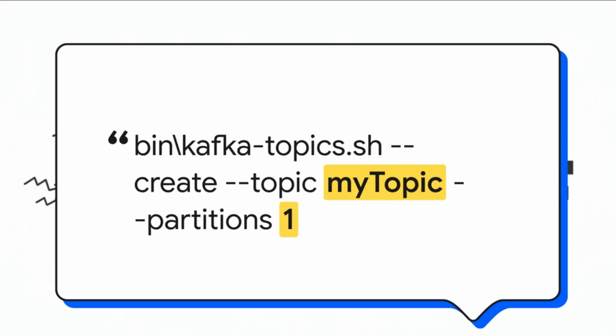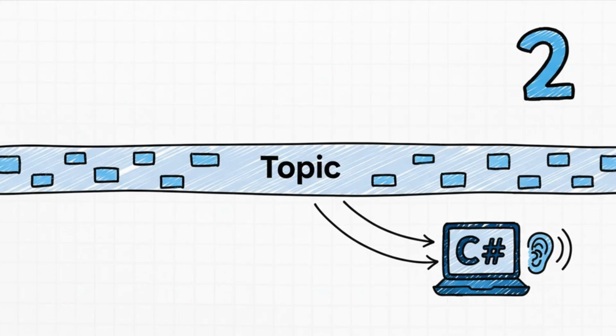So you're going to pop open a terminal, go to your Kafka installation folder, and run a command that looks just like this. We're just telling it to create a new topic called My Topic. And for now, we're keeping it simple with one partition and one replica, which is perfect for running on your local machine. Oh, and of course, if you're on Windows, just use the .bat script instead. Okay, our data highway now has a lane.